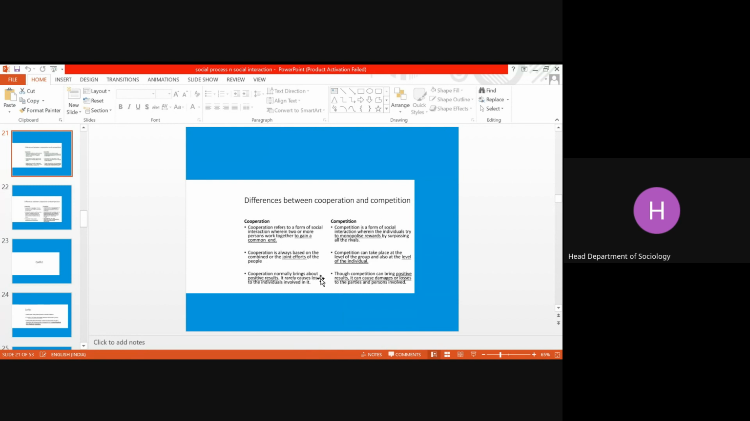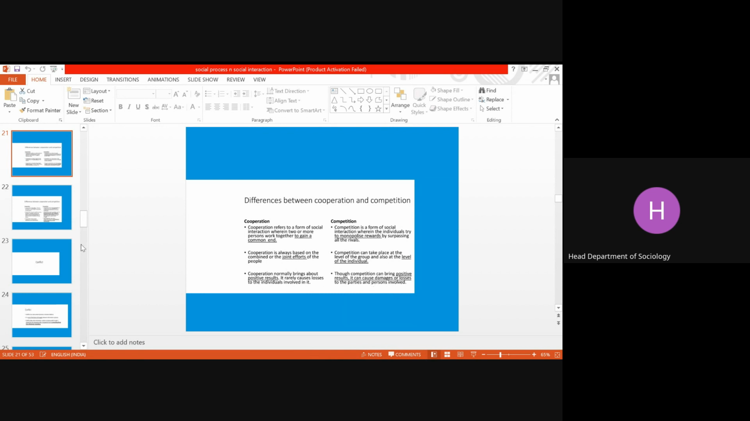Cooperation normally brings about positive results. There will be no rivalry. Everyone is working jointly to complete that common goal. It rarely causes loss to the individuals involved in it. Happily, they spend the time in cooperation. Whereas competition can bring positive results, it can also cause damage or loss to the parties or persons involved.